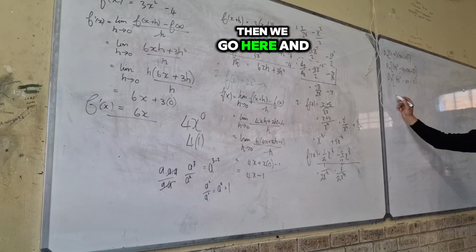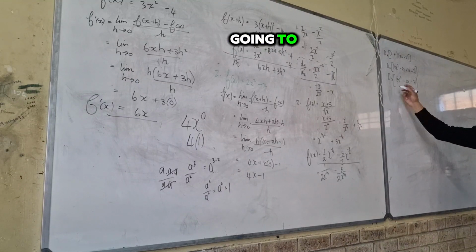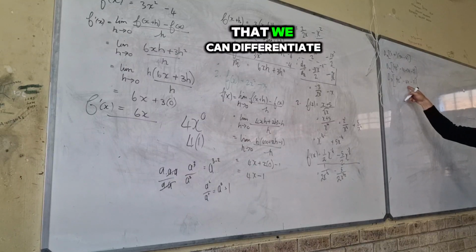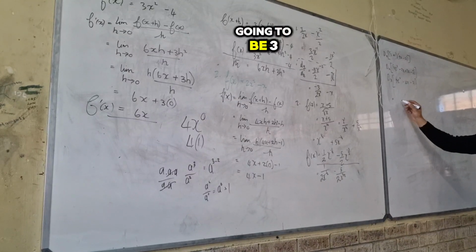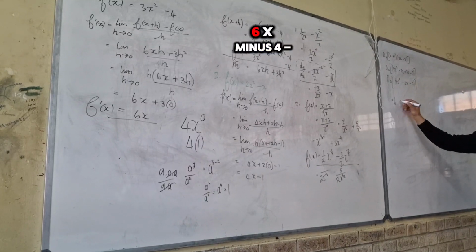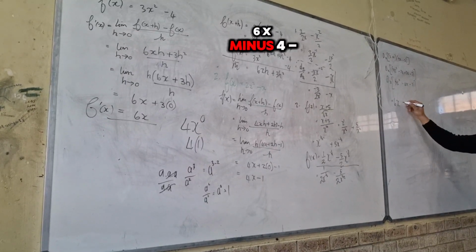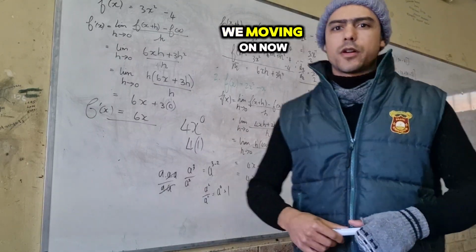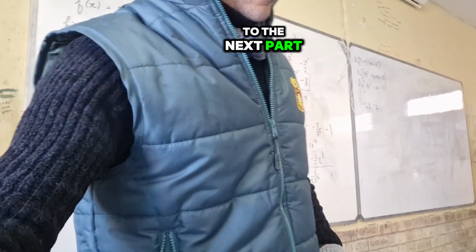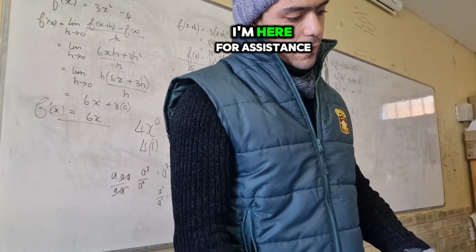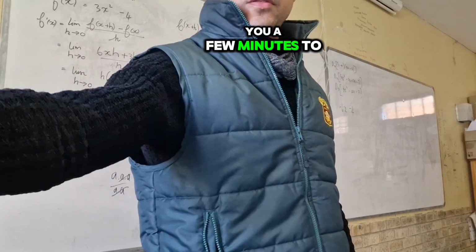Then we go here and say, now the answer to this is easy. We don't have to expand further. That we can differentiate. The answer there is 2 times 3, which equals 6x minus 4. So we're moving on now to the next part. Now we have some questions. They want you to do those questions. I'm here for assistance, so I'm going to give you a few minutes to do those questions on your own.